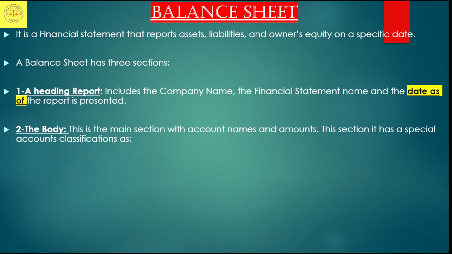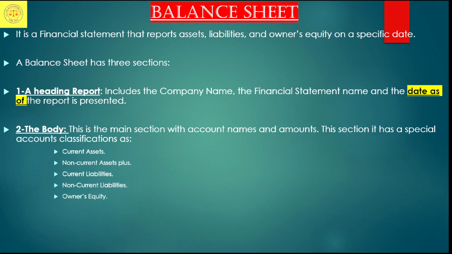The body is the main section with account names and amounts. This section has special account classifications: current assets, non-current assets, current liabilities, non-current liabilities, and owner's equity, and that's it. In our case, we are not going to have non-current liabilities. We are going to classify current assets and non-current assets, but we have just current liabilities. The footer of this report is the total assets and total liabilities and equity.